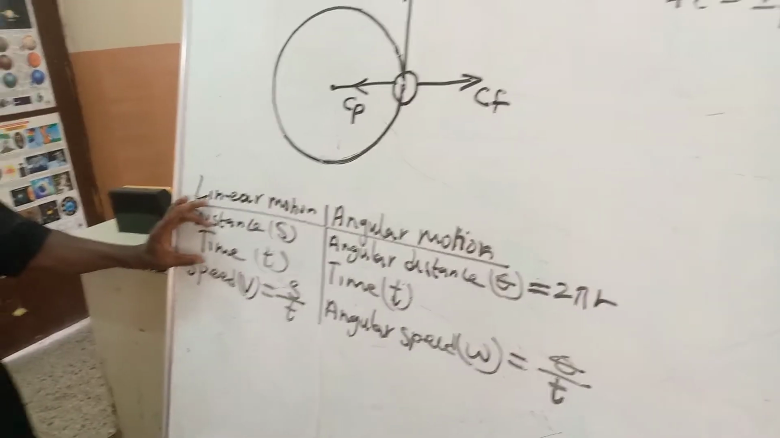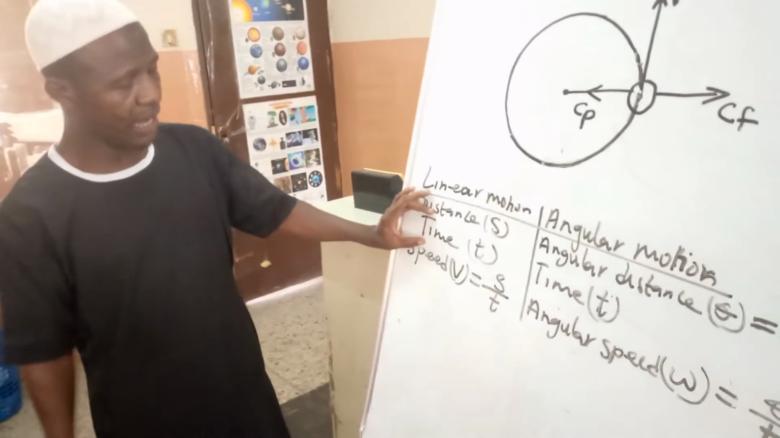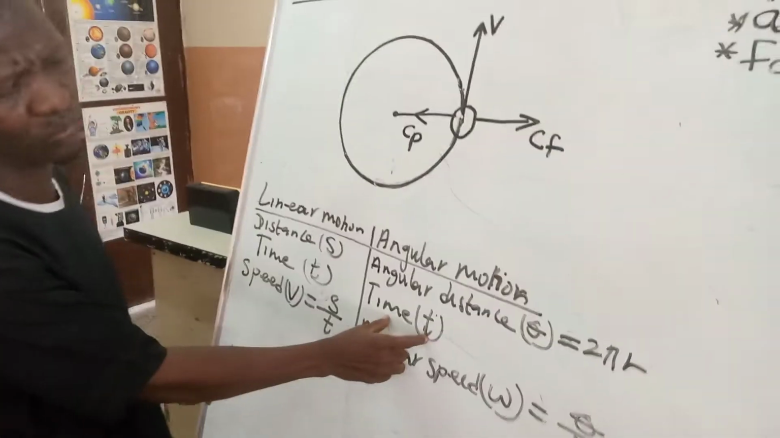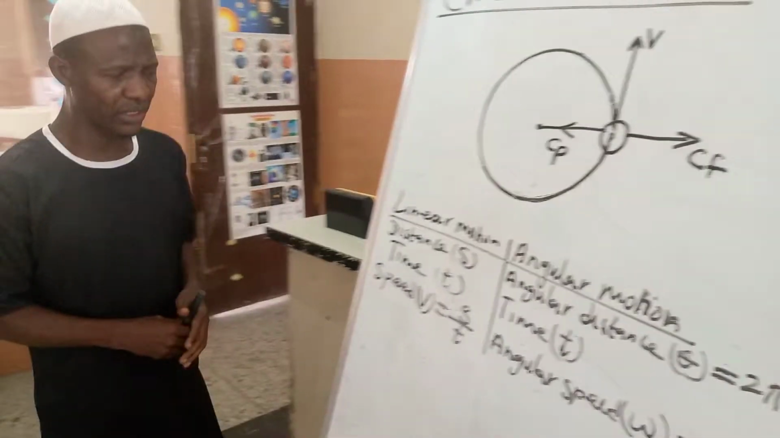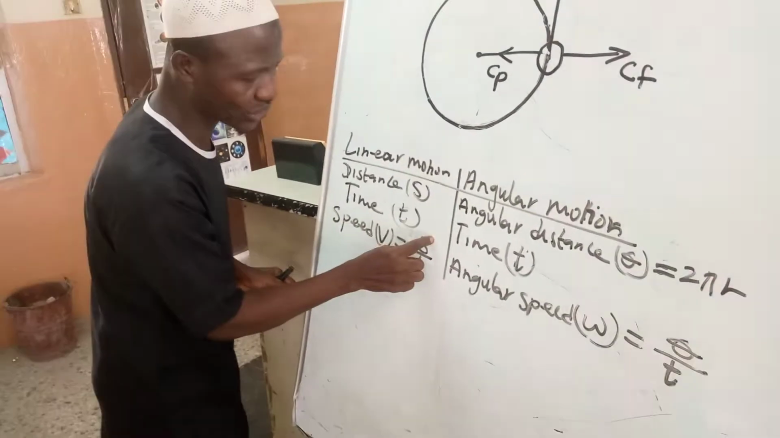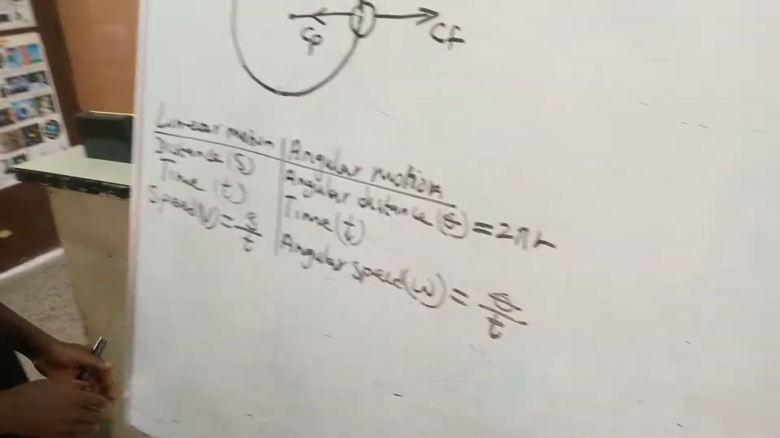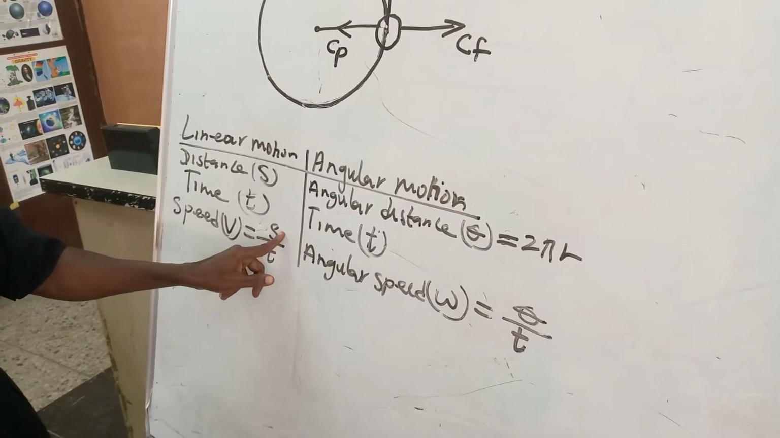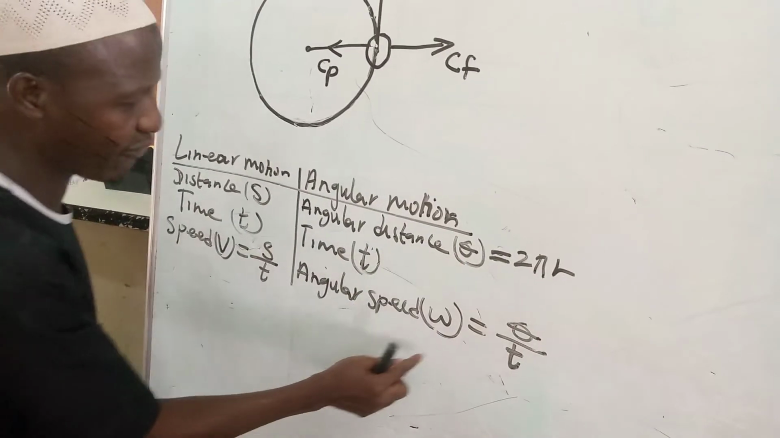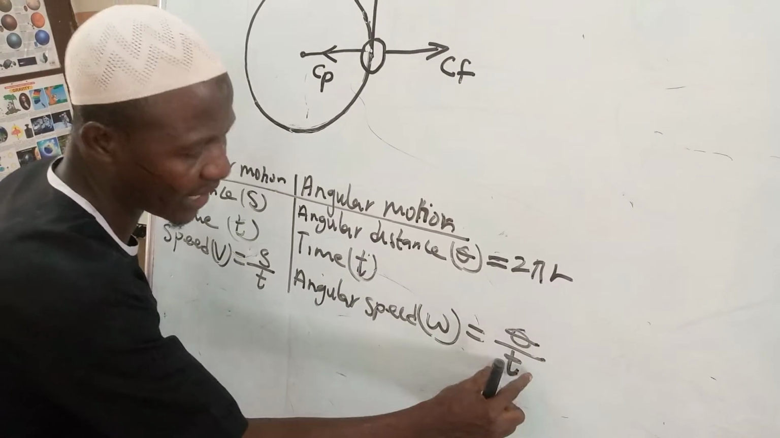Now, look at the time. The time taken by an object moving in linear motion is t. It's that same t we have for the circular object. Then let's come back to the speed or velocity of an object moving linearly. We say distance or displacement over time. In the case of angular, it's almost the same thing. The distance in the case of a circle will be 2πr or theta. Therefore, the angular velocity, which is omega, is equal to theta over time.